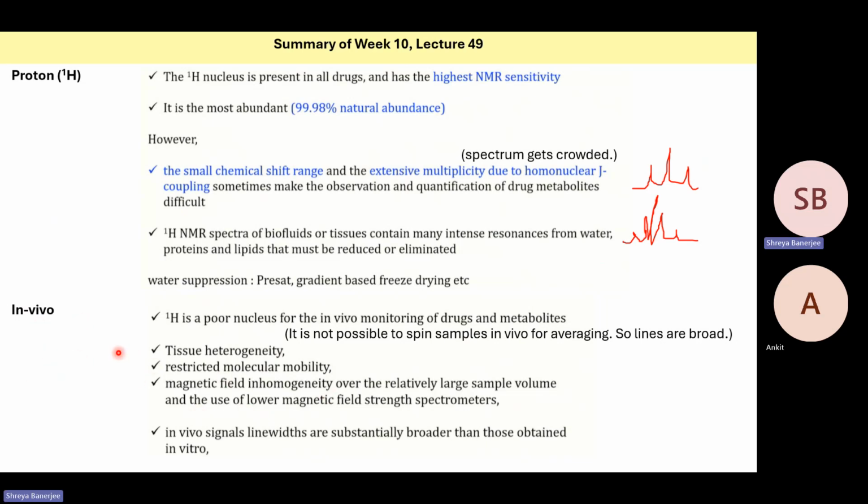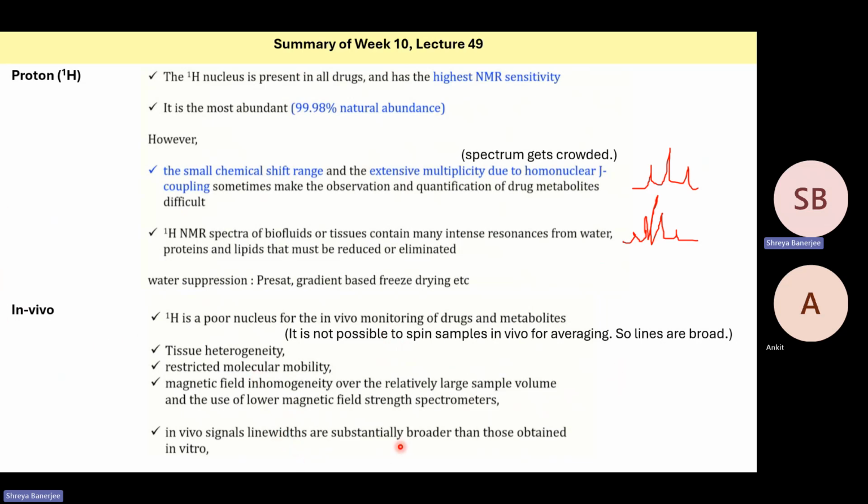Because we are putting a live sample in the machine, we have to use low magnetic field strength spectrometers. And these low magnetic field strengths are not able to maintain a uniform field over the large sample volume. The sample volume in vivo is very large. It is the whole human body or animal body. So over the large sample volume, these low magnetic strength spectrometers are not able to maintain a uniform magnetic field. That is a problem in vivo.